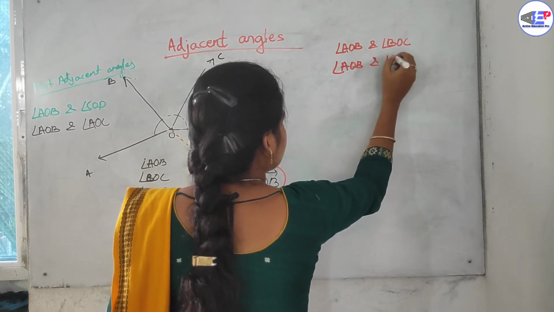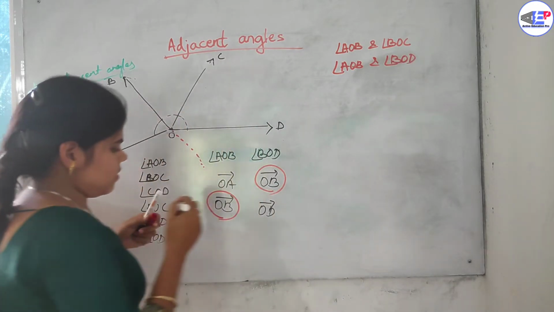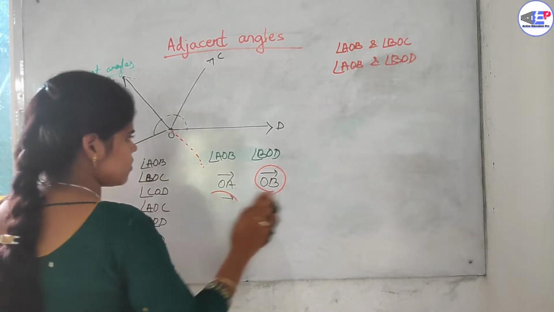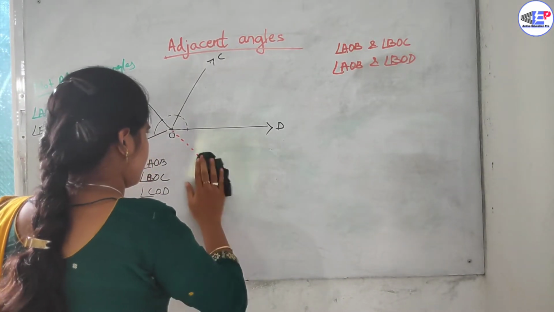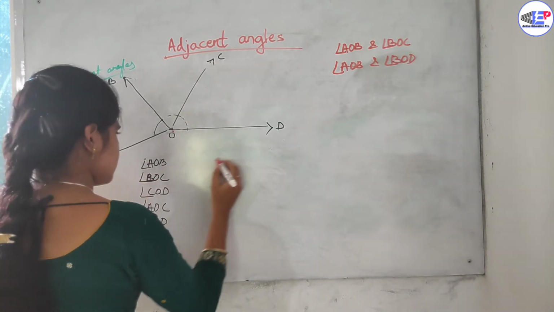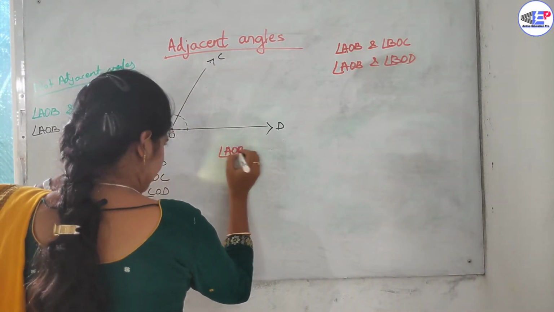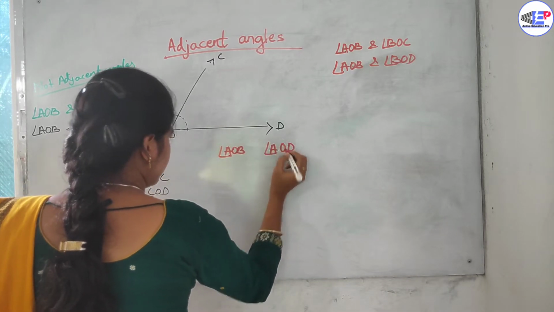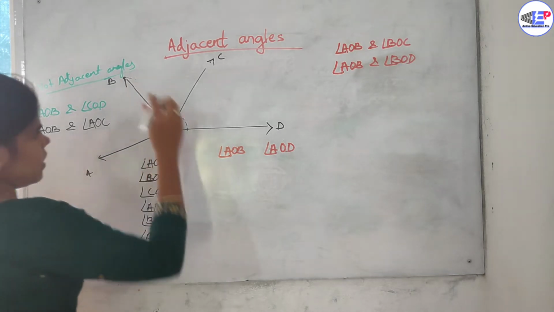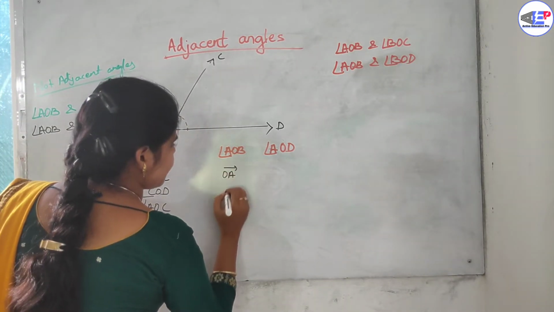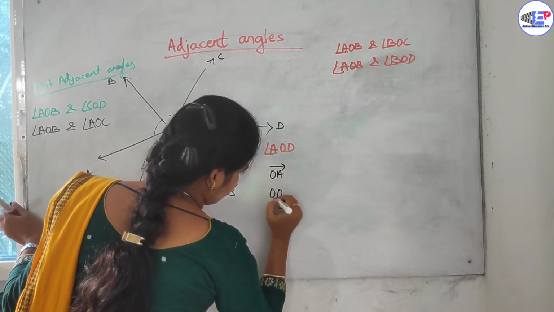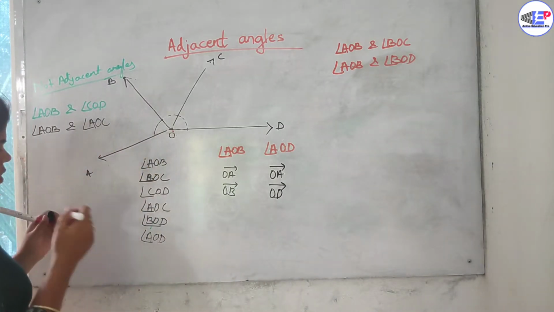AOB and BOD are another pair of adjacent angles. The next pair, AOB, AOD. To make AOB angle, these are OA and OB rays. Here OA and OD rays. O is the common vertex.